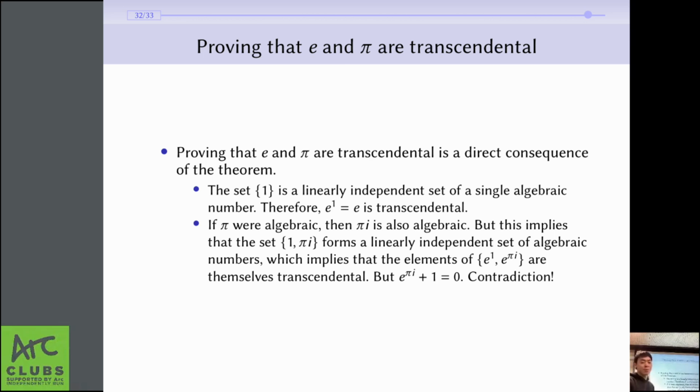But if they're both algebraic, that means the elements e to the 1 and e to the pi i are transcendental. But if we look at e to the pi i, this is a root of x plus 1, which is a contradiction because this implies that e to the pi i is indeed algebraic. And so we're basically there. And that implies that pi i was not algebraic, but because i is algebraic, that implies that pi must be transcendental.